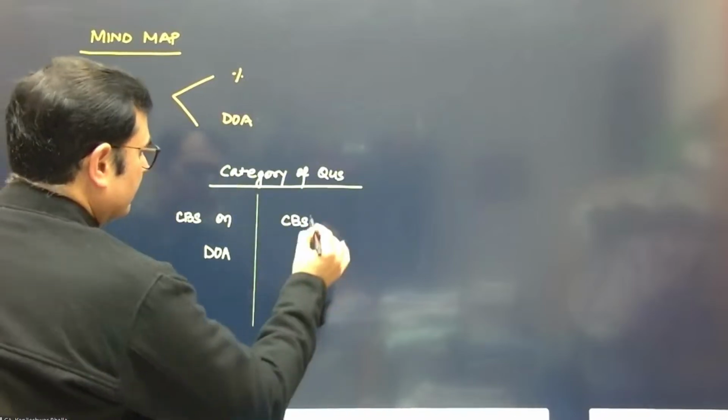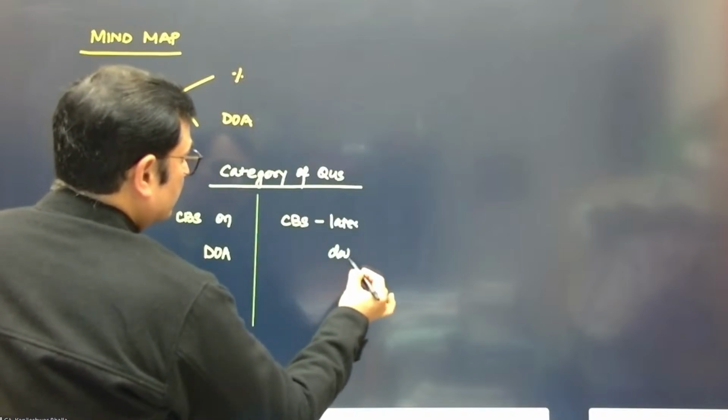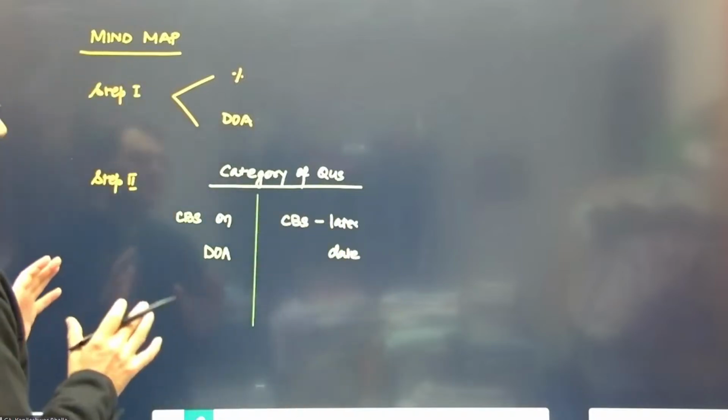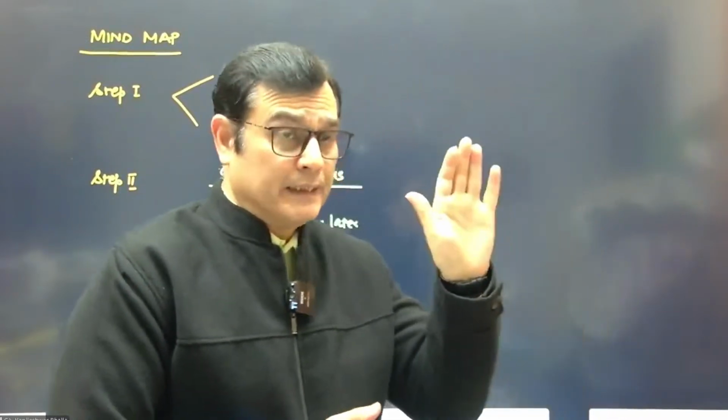It can be any later date for that matter, 1 year later or maybe 2 years later, it doesn't make a difference, but at a later date. Now, as you immediately identify the category of the question, your mind should get absolutely clear which step number, 2A or 2B, we are applying.